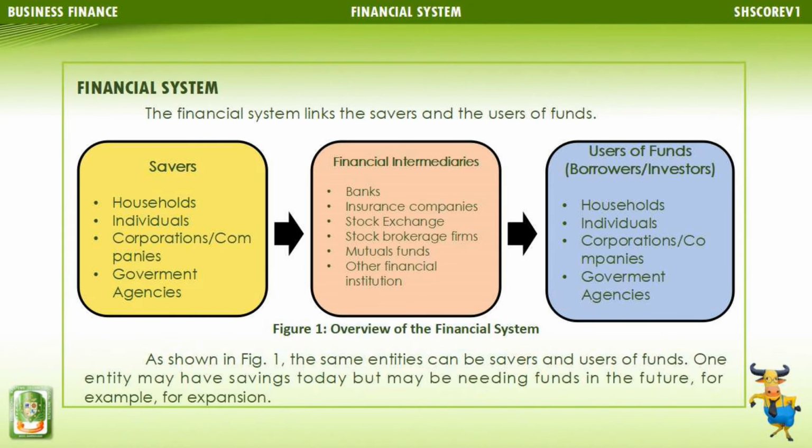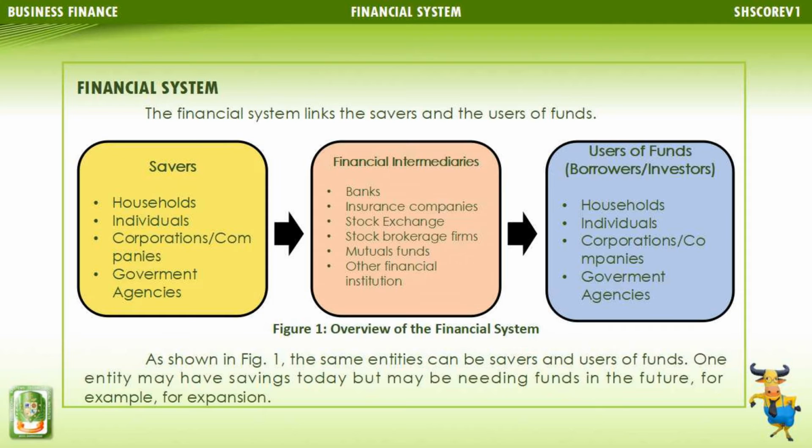Figure 1 is the overview of the financial system. The financial system links the savers and the users of funds. Under the savers, we have households, individuals, corporations or companies, and government agencies. Under financial intermediaries, we have banks, insurance companies, stock exchange, stock brokerage firms, mutual funds, and other financial institutions. Under users of funds, or the borrowers or the investors, we have the households, the individuals, the corporations or the companies, and the government agencies.